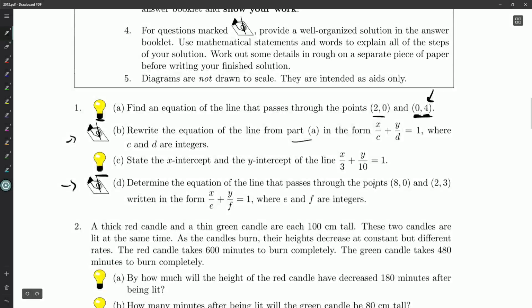And now, so that's B, and I did show my work. I showed my calculations, how I slowly transformed from the answer I got in A to the form that they want in B. C part, state the x-intercept and the y-intercept of the line x over 3 plus y over 10 equals 1.